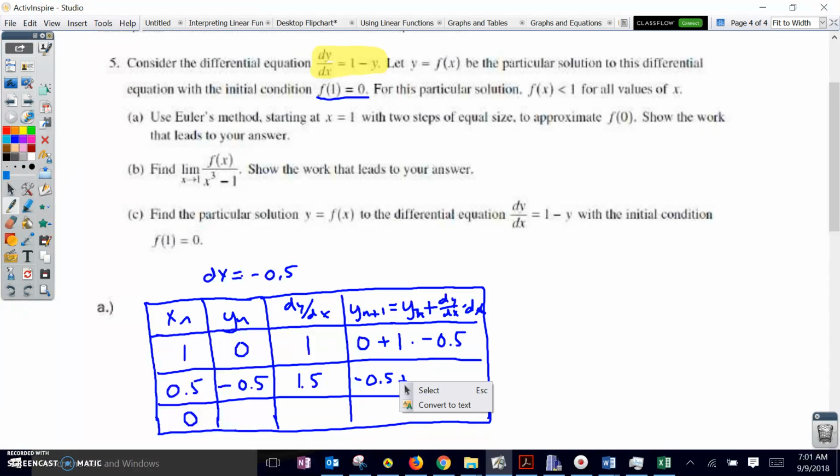And so my new y is going to be negative 0.5 plus 1.5 times dx, which is, again, negative 0.5. And if I calculate this out, that's going to be negative 0.5 minus 0.75, so negative 1.25. So my approximation for f of 0 is going to be negative 1.25.